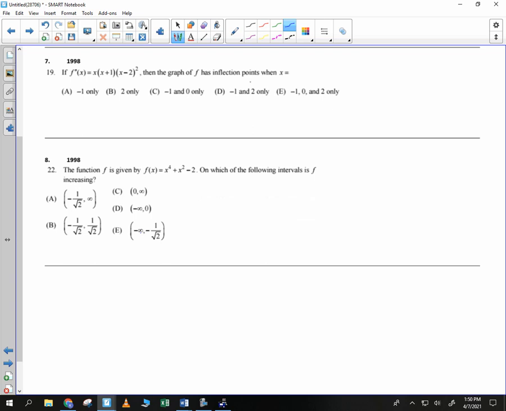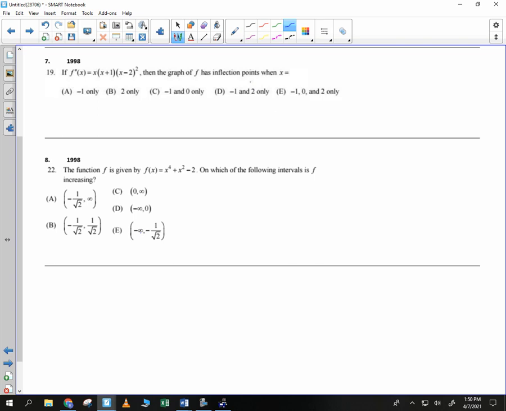We check out problem 7, okay? Which graph am I given? The original, the first derivative, or the second derivative? Second derivative. It asks me about inflection points. True or false? The second derivative tells me about inflection. True, it does. It has inflection when the second derivative changes sign.